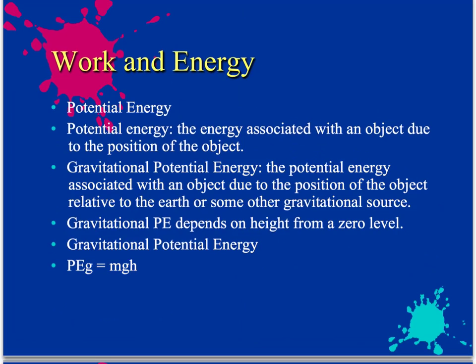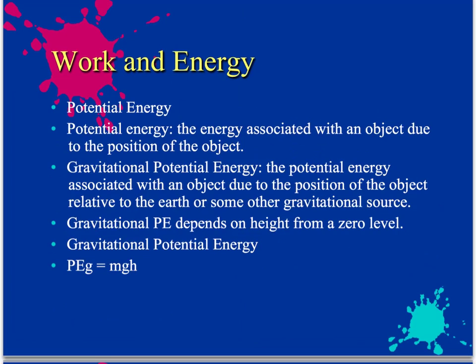It basically starts out the same way as potential energy, the potential energy associated with an object due to the position of the object, but then this is where you get more specific: relative to the Earth or some other gravitational source. So basically, we're on Earth. It's the basic gravitational potential energy of things here on Earth.